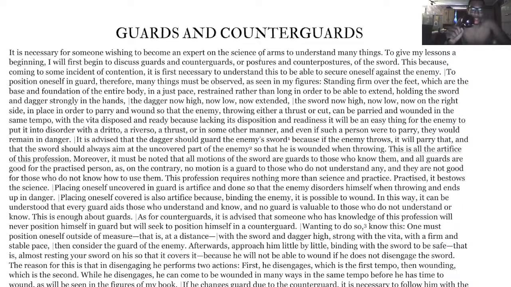Wanting to do so, know this: one must position oneself outside of measure, that is, at a distance, with the sword and dagger high, strong with the vita, with a firm and stable pace. Then consider the guard of the enemy. Afterwards, approach him little by little, binding with the sword to be safe. That is, almost resting your sword on his so that it covers it, because he will not be able to wound if he does not disengage the sword.